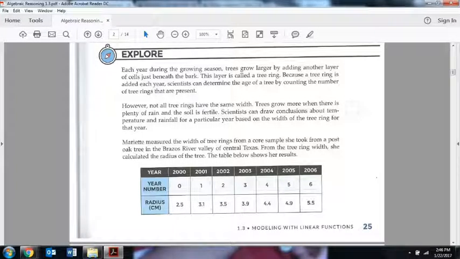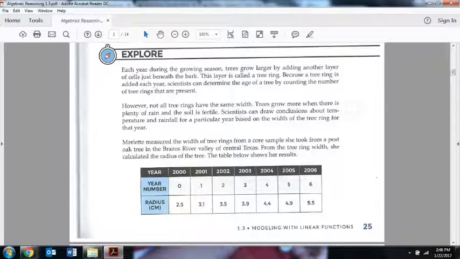However, it says not all tree rings have the same width. Some trees grow more where there's lots of rain and the soil is fertile. And we can draw conclusions about the temperature and rainfall for a particular year based upon the width of a tree ring. Okay, so basically here's what happened.